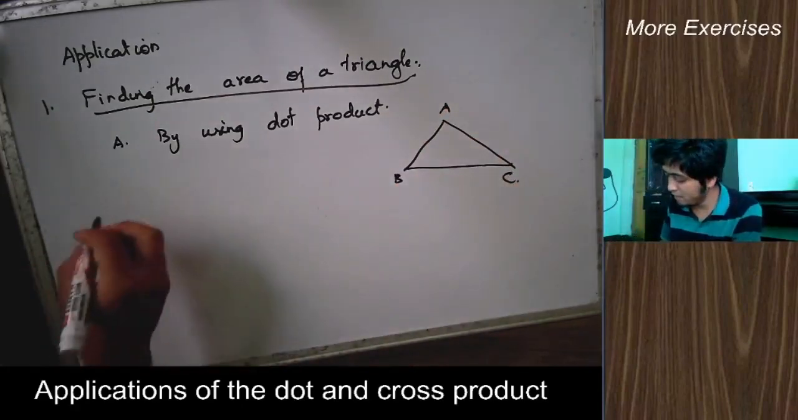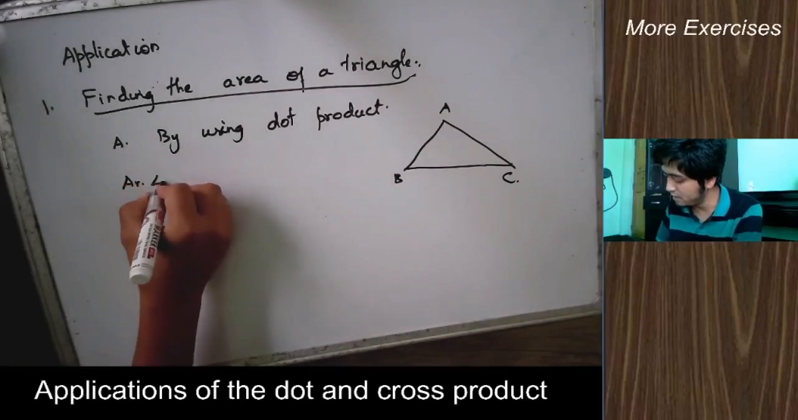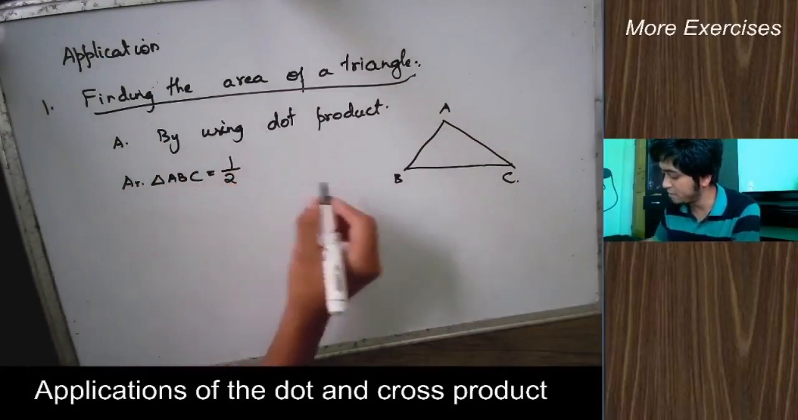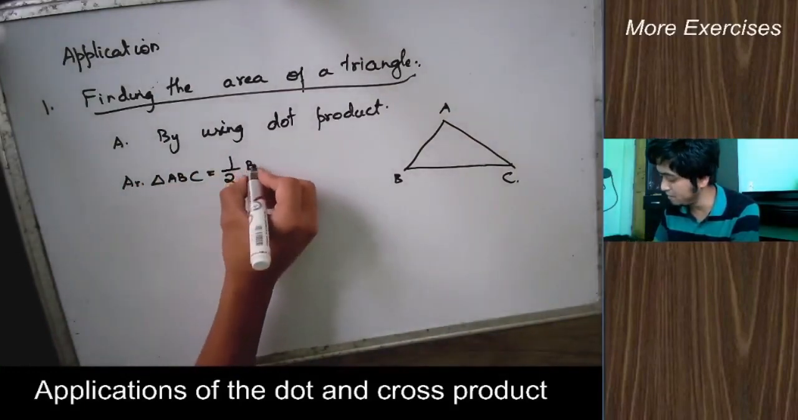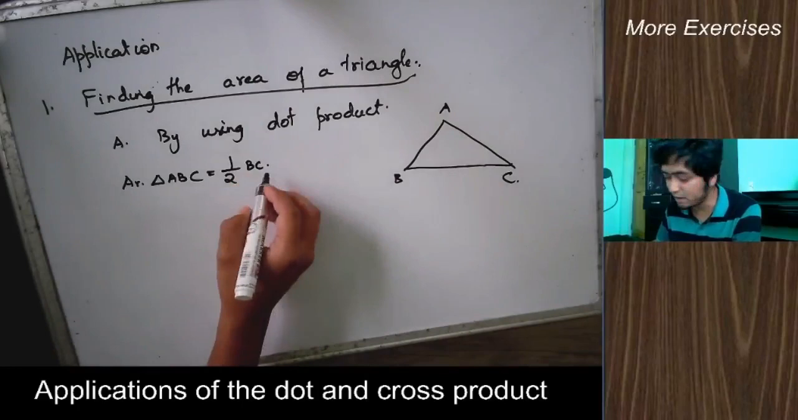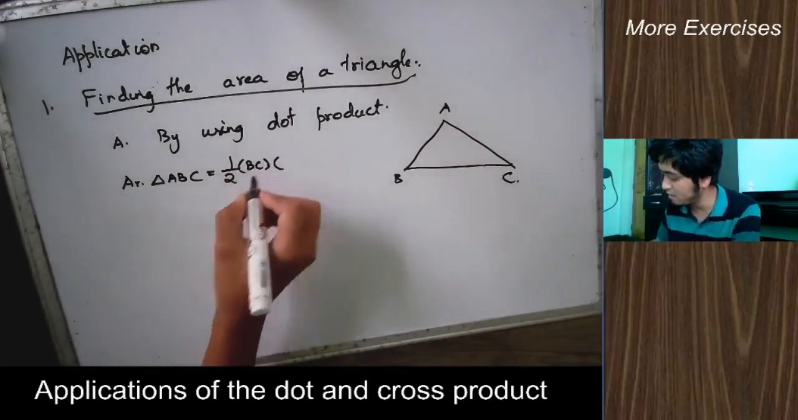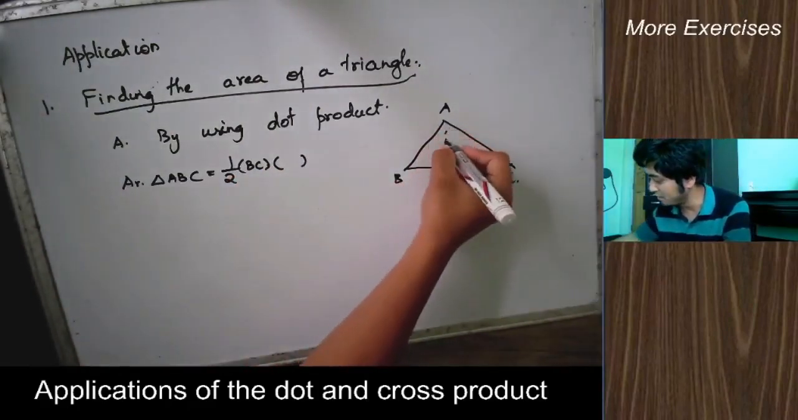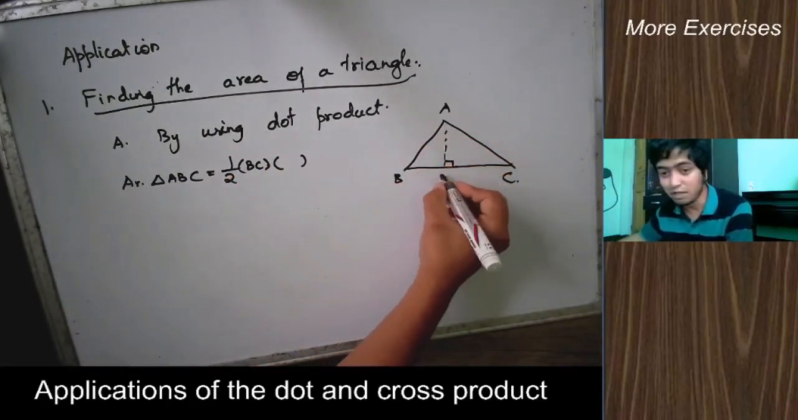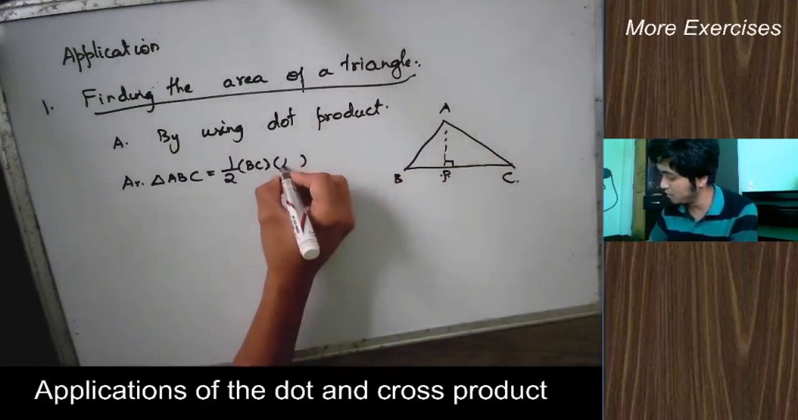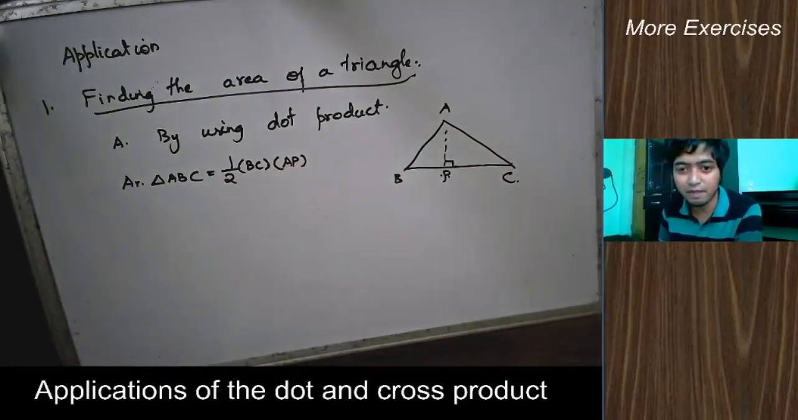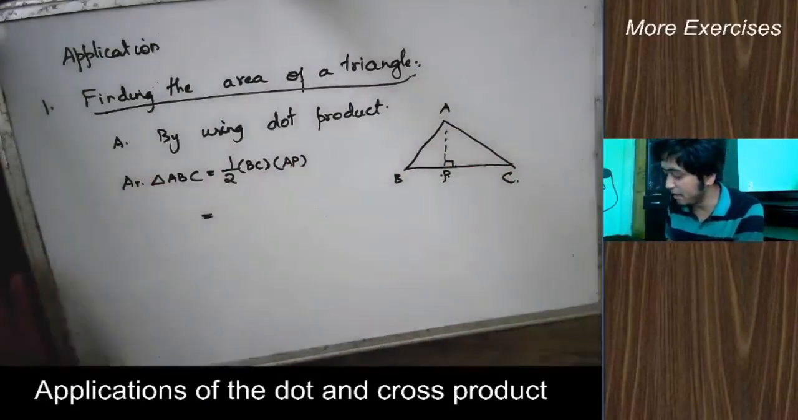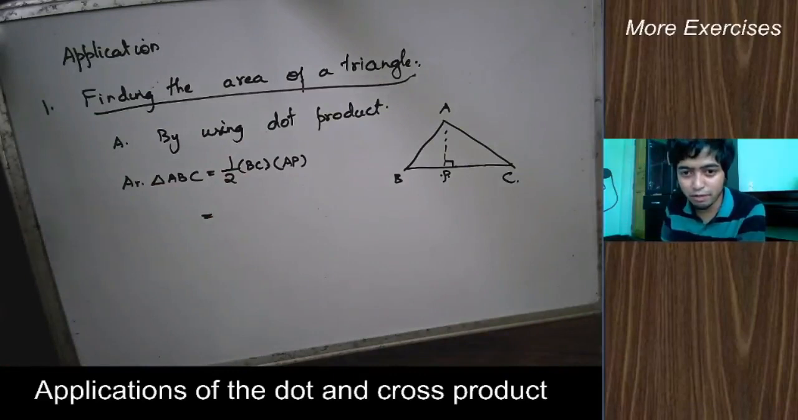Area of triangle ABC. The usual formula is half times the base, which is BC, times the altitude. I won't be using the dot over here, but just know that it is there. So instead I will write in brackets half base into the altitude, maybe AB. This is the formula for the triangle. The area of the triangle is given by this formula. So now we want to use vectors.